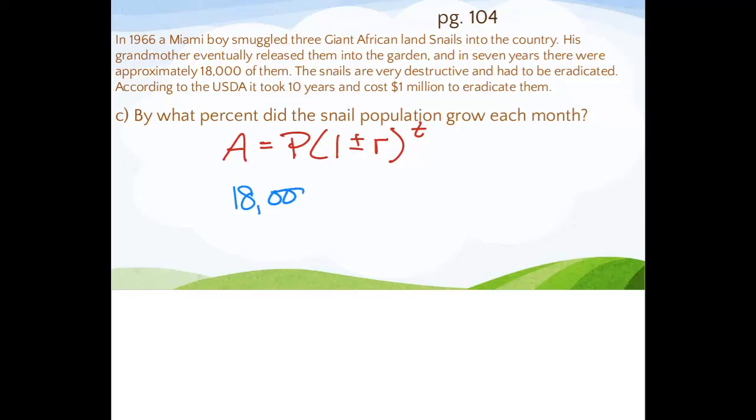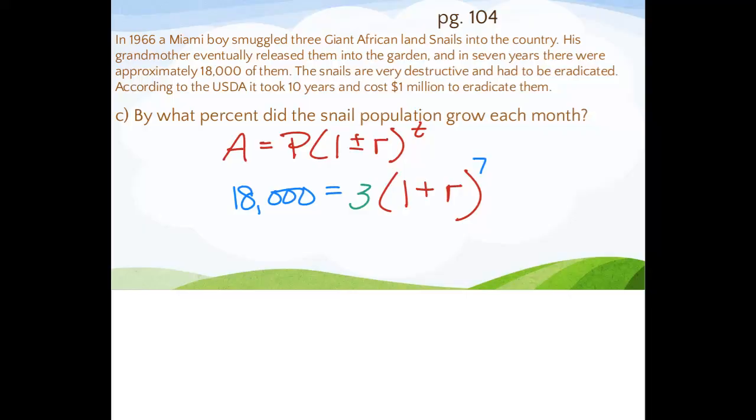This ending amount was 18,000. We started with 3. We have 1 plus. Now, that rate, because that was a yearly rate, is not going to be something we can just divide or multiply by 12, okay? So that's got to stay as some r. Our time was 7 years, but we want to calculate it per month.